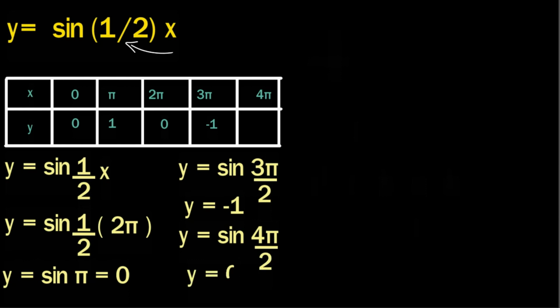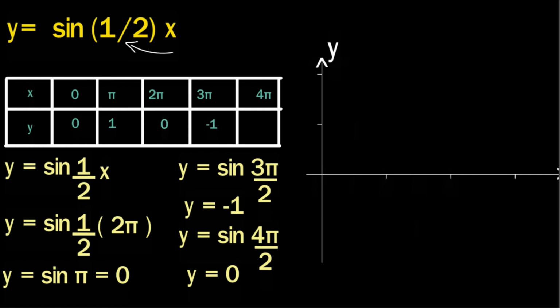With these data points, we can draw out the graph of sine half x. We plug in the numbers 0, pi, 2 pi, 3 pi and 4 pi, and get 0, 1, 0, -1 and 0. So we have 0, 0, pi 1, 2 pi 0, 3 pi -1 and 4 pi 0. So we can draw the graph like this.